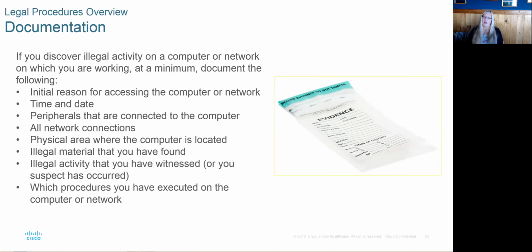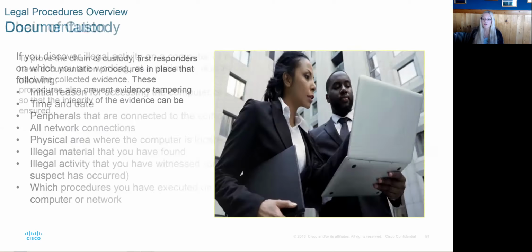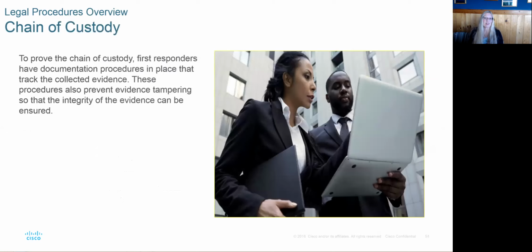So if you discover illegal activity, you need to document the initial reason for accessing the computer or network, the time and date, peripherals that are connected, all network connections, the physical area that it's located, the illegal material that you found. So maybe you're working on somebody's computer and you find a bunch of child porn. It's your responsibility, and it is your legal responsibility, to make sure that that is not ignored.